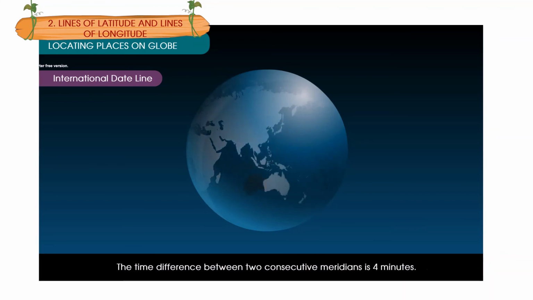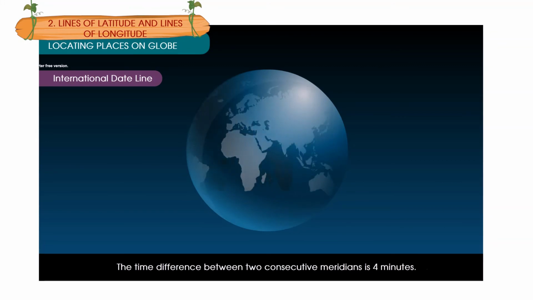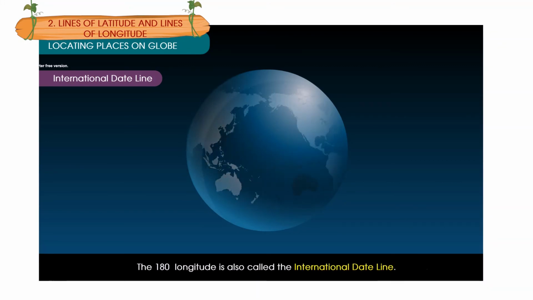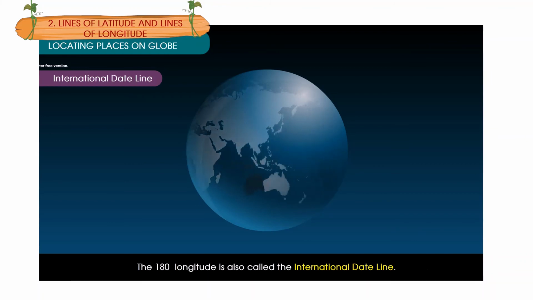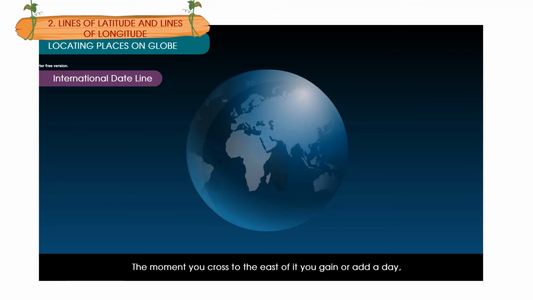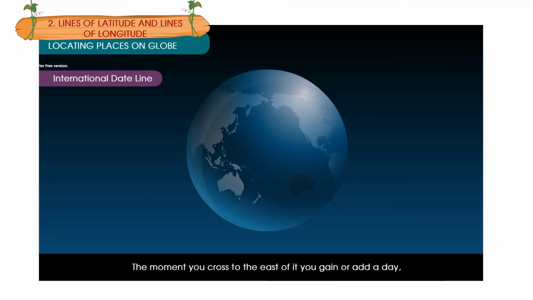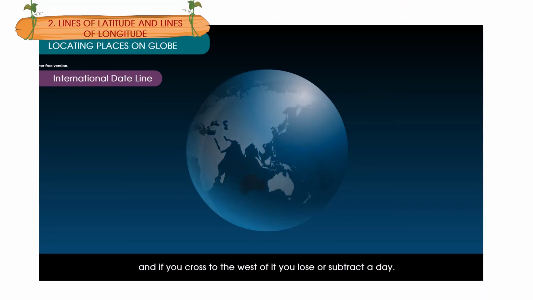The time difference between two consecutive meridians is 4 minutes. The 180-degree longitude is also called the international date line. The moment you cross the east of it, you gain or add a day. And if you cross the west of it, you lose or subtract a day.